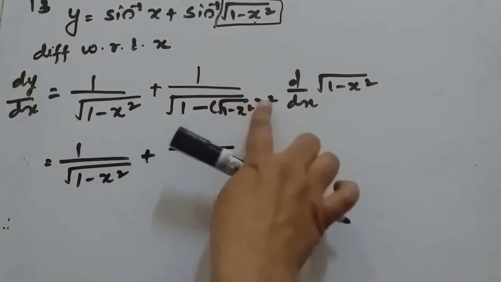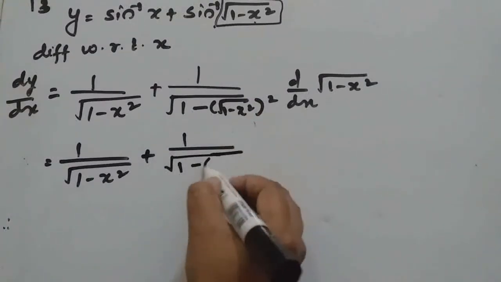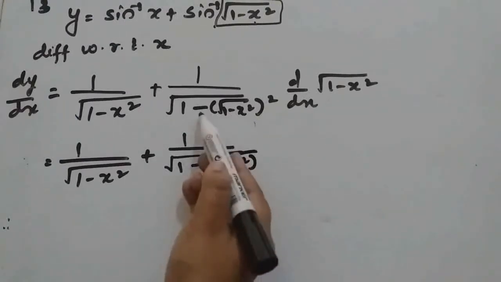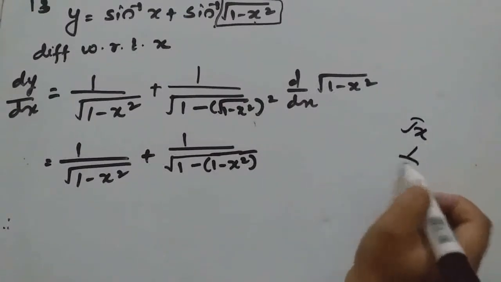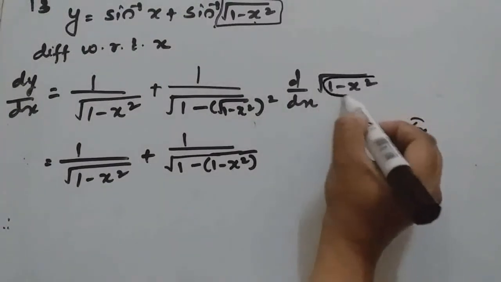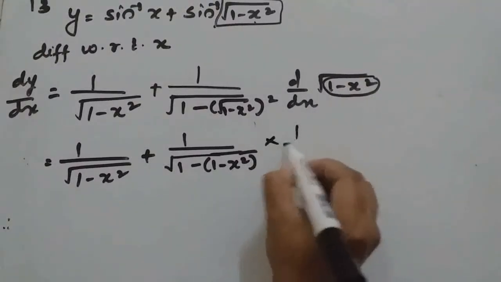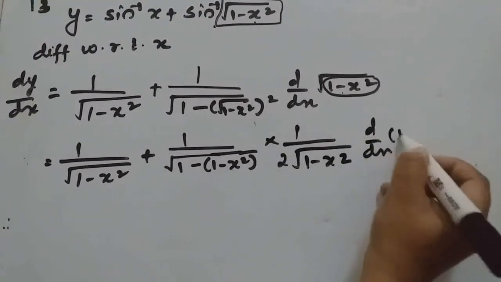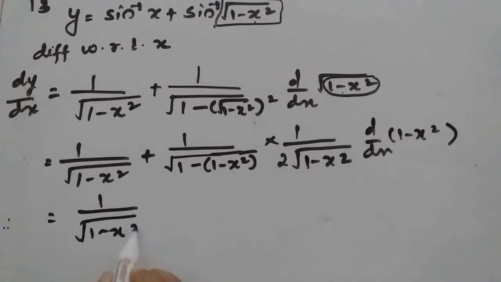The root and square will cancel here, so we'll be left with 1 minus this bracket. Better to write this in a bracket because the minus is outside. And here, we know the derivative of root x is 1 by 2 root x. Now we have root of 1 minus x square. So what we will do, 1 by 2 root 1 minus x square will be the same, then the derivative of 1 minus x square.